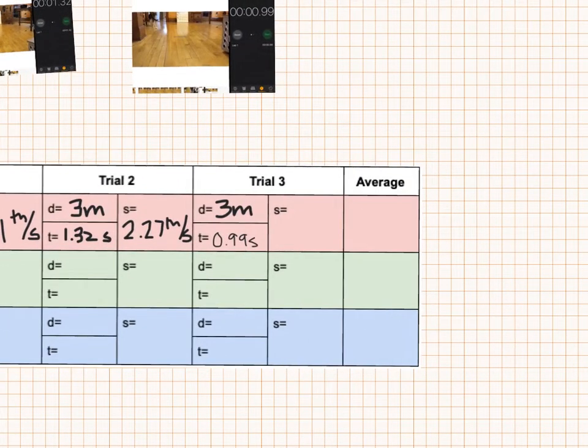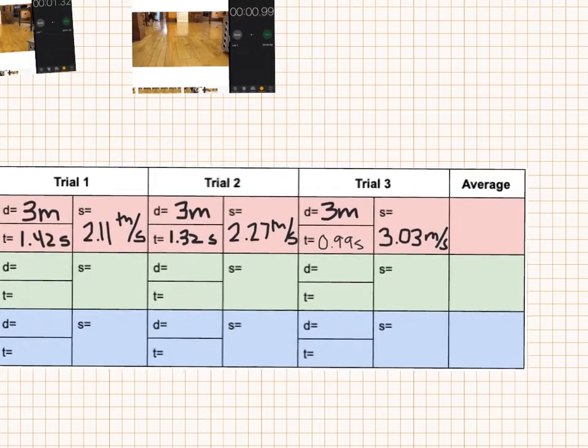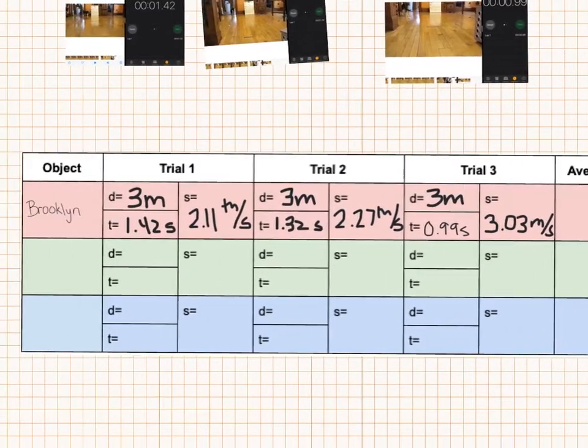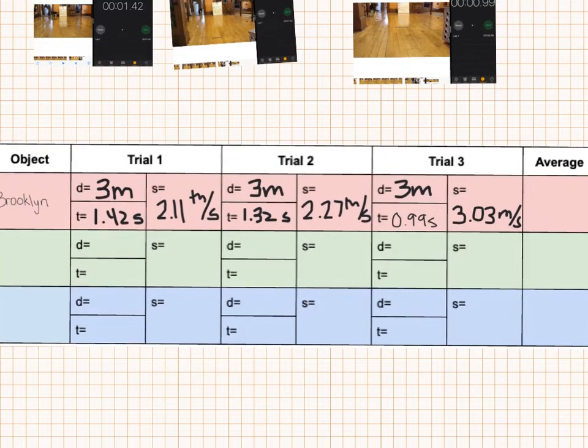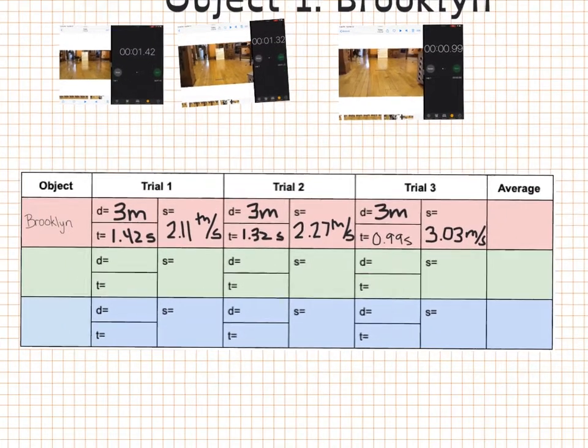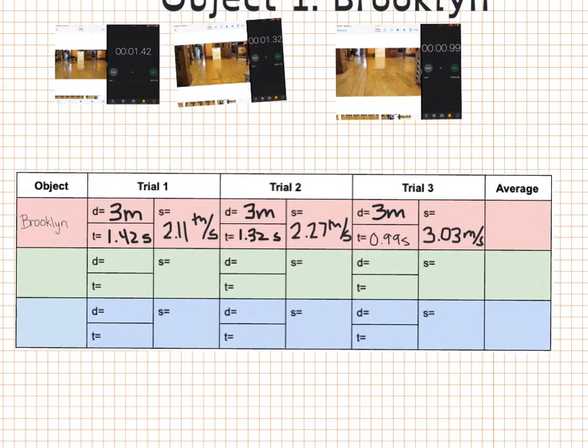All right, trial number 3, we have 3 meters divided by 0.99 seconds. And that tells me I have a 3.03 meters per second. All right, so the higher, bring it back, there we go. The higher the number, the faster the speed. Okay, that should make sense.